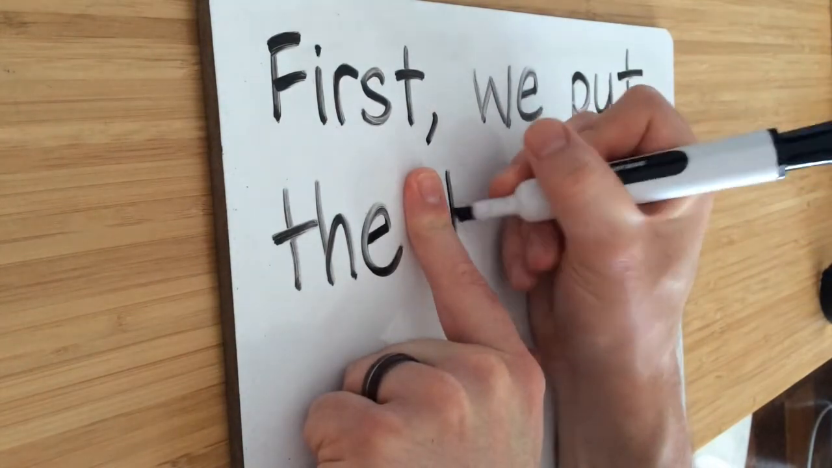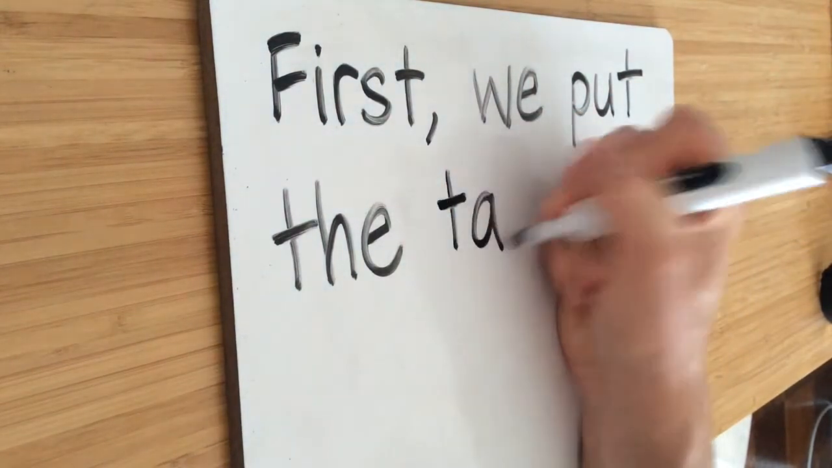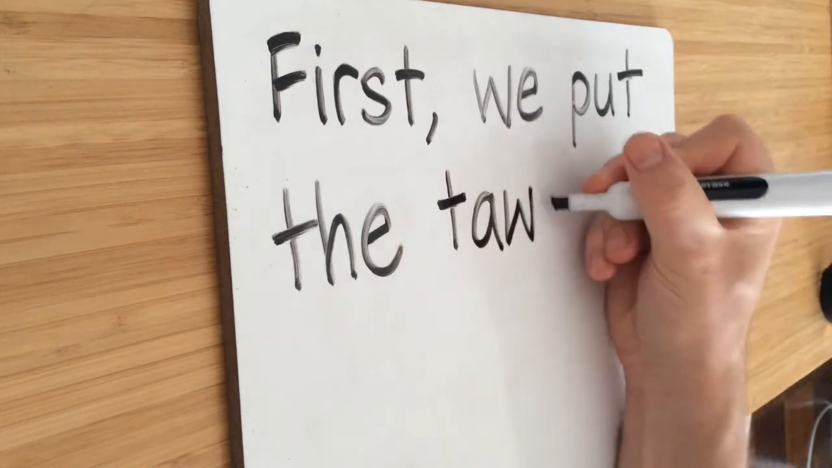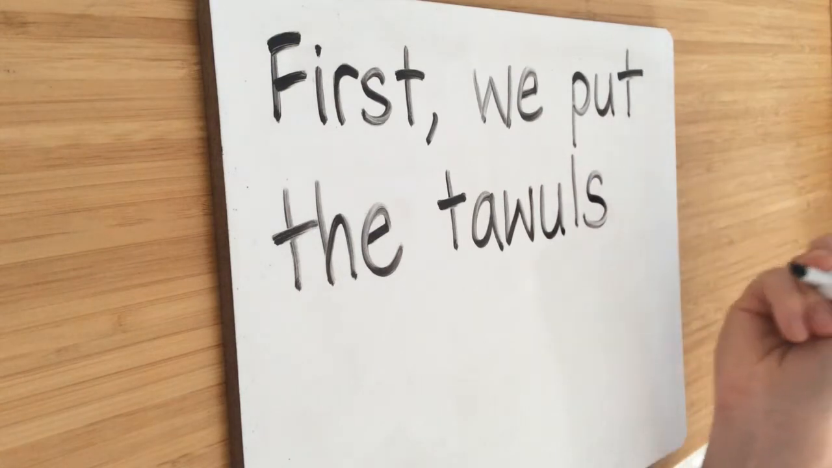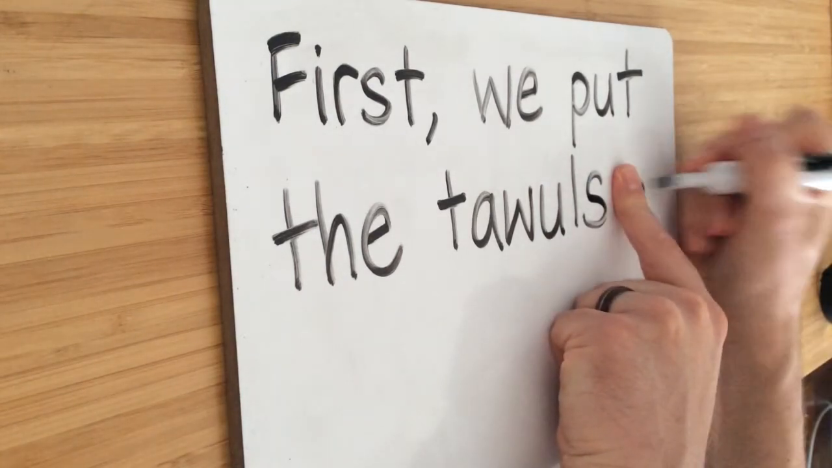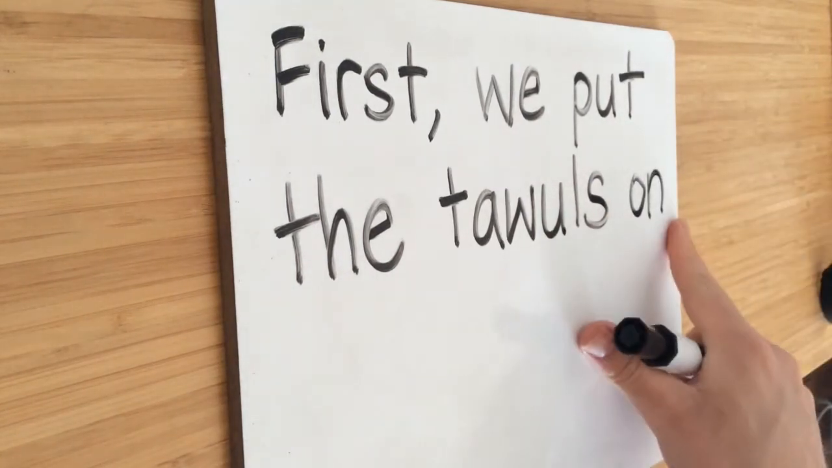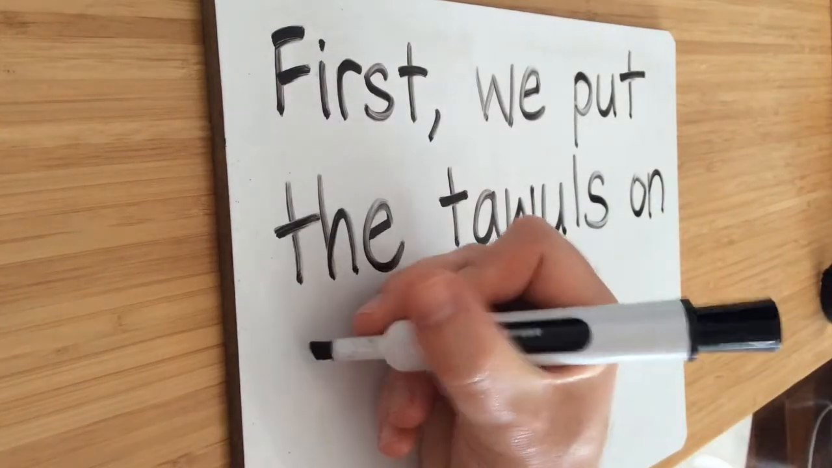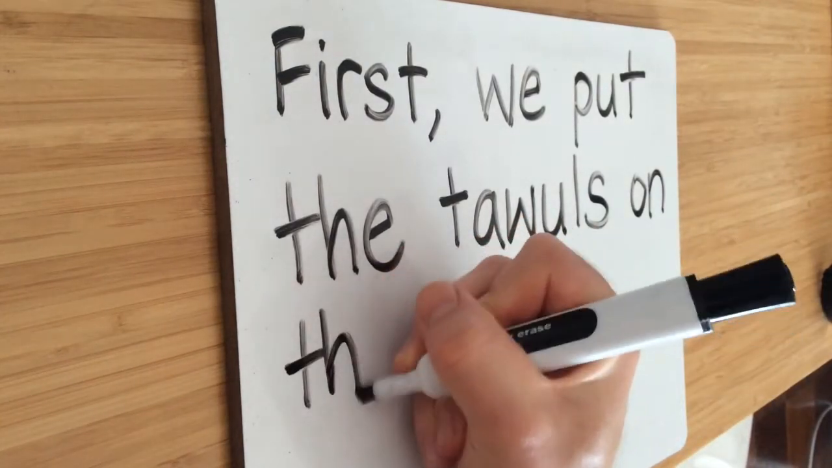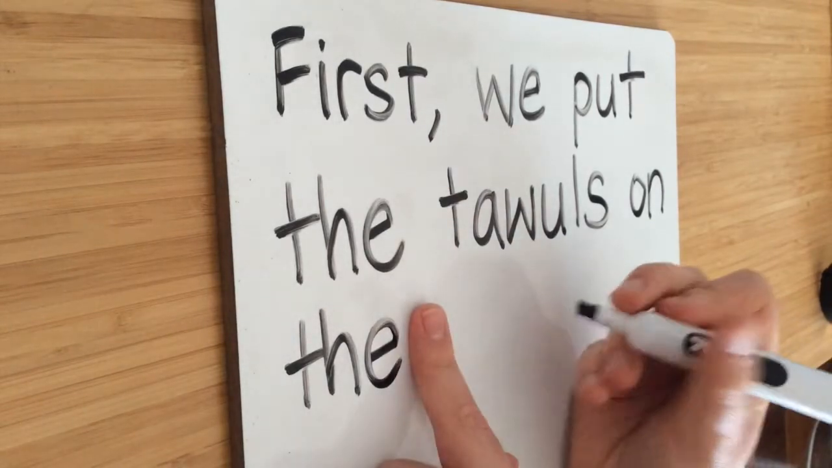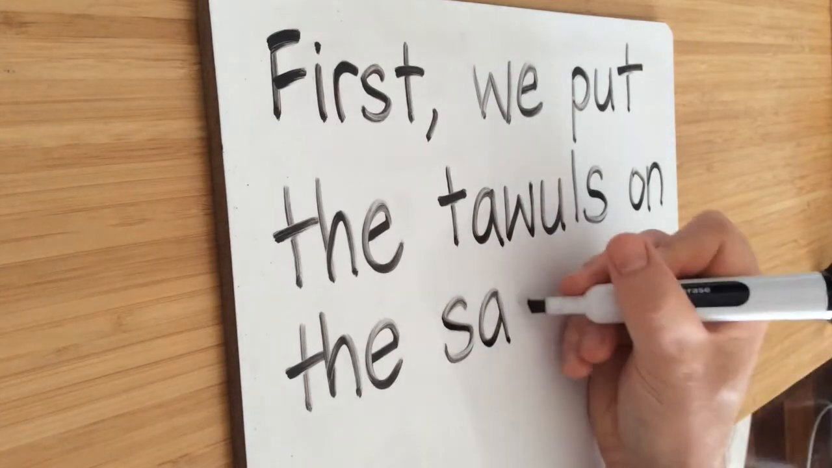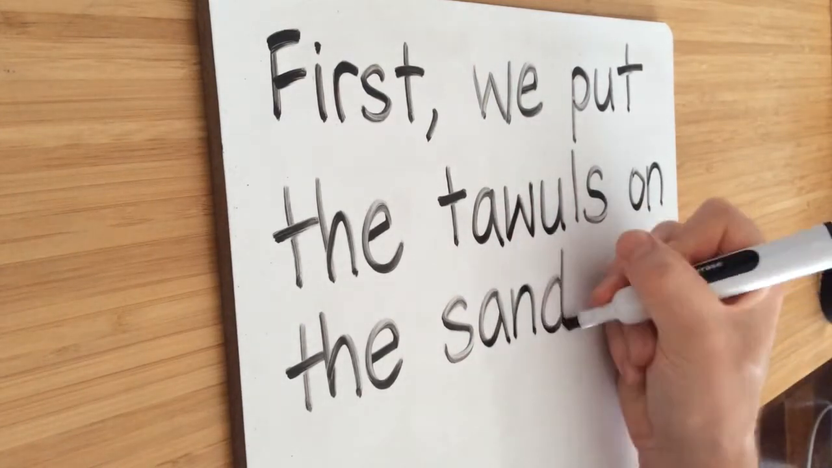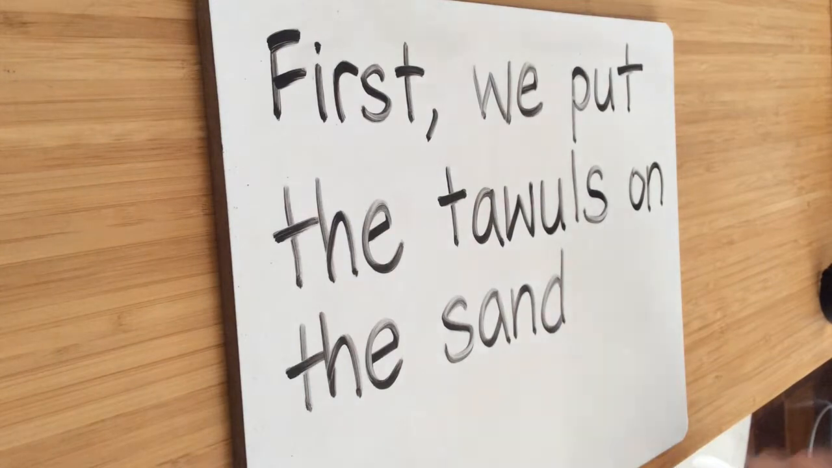First we put the, and I know how to spell the because that's a high frequency word. Now towels. Towels. On, and I don't have any space here, so I'm going to go to the next line. The, now sand. Sand. And that's the end of my sentence, so I'm going to put a period.